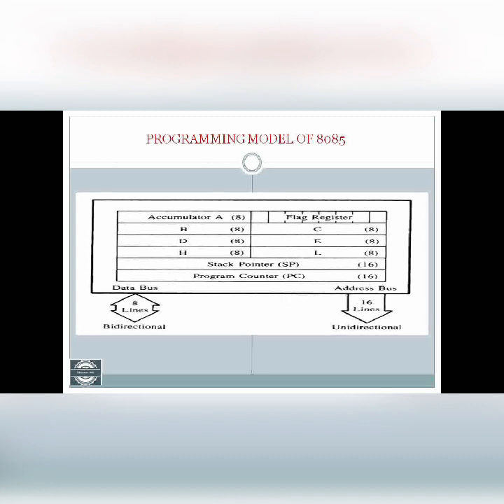Now the stack pointer, obviously it will be doubled, because here also you are getting the left side and right side, both are 8, so the total is 16. The program counter, which counts the total programming steps, is also 16. Now the address bus and data buses are given in the pictorial view.